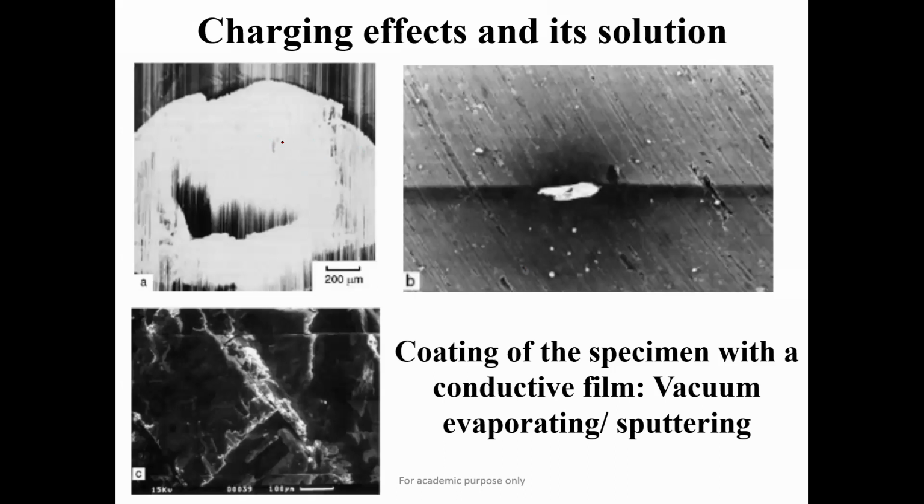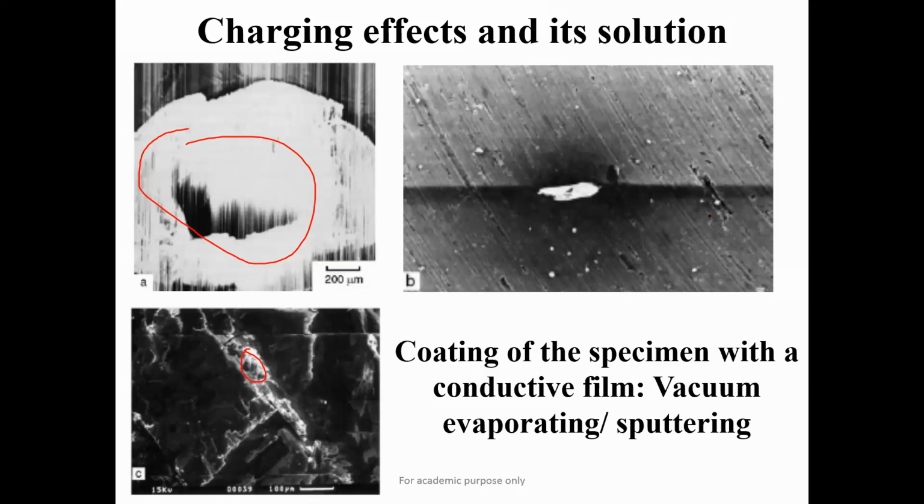This is a very high charging area. We can't see any information. Can you see any information? I can't see. Similarly, these are very resistive samples. So for resistive samples, we have to coat our sample with a conductive film. Generally we coat carbon or gold to avoid this kind of feature.